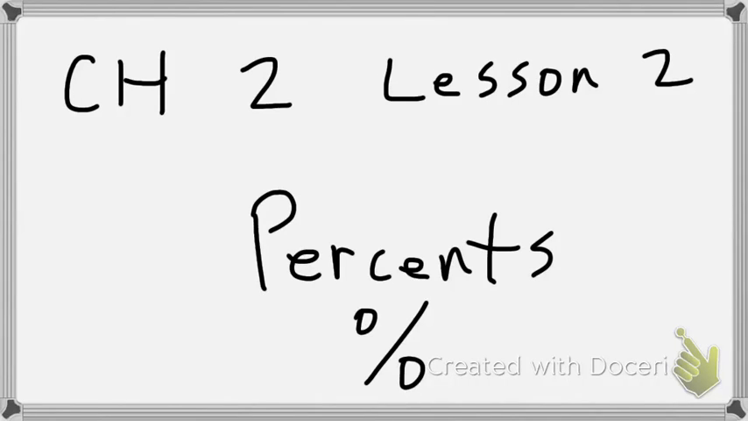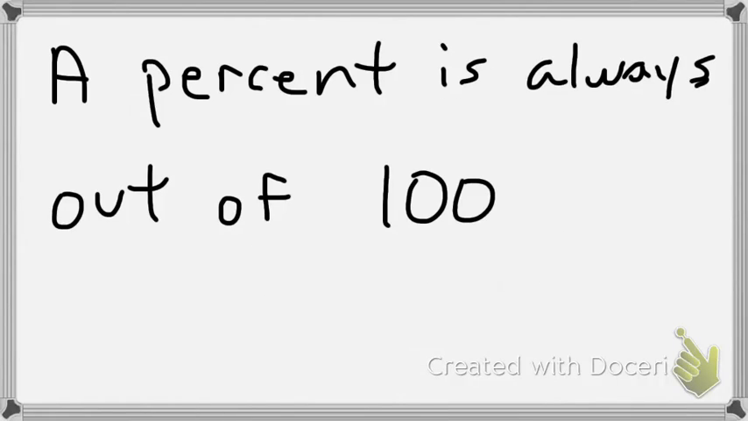Chapter 2, Lesson 2 is dealing with percents. We're going to be changing percents to fractions and fractions to percents. First thing is to know that a percent is always out of 100. It's always out of 100%.